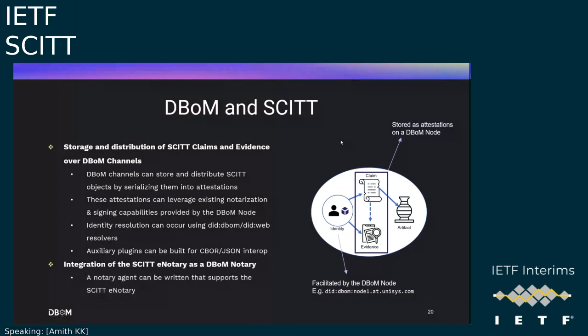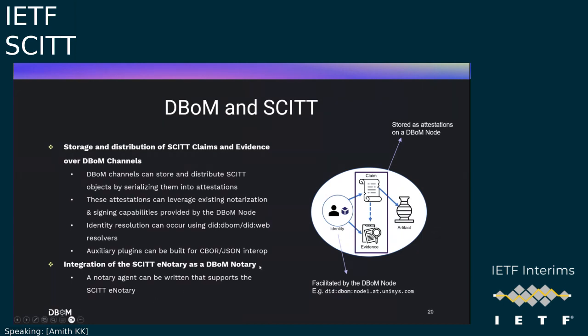Again, correct me if I'm wrong here, and these are very high-level suggestions on how we can contribute. DBOM channels can store and distribute SCITT objects by serializing them into attestations. Currently, I saw that there is a SCITT ledger, like an e-notary, that has been implemented. That could be added in as a DBOM notary as well. So if we have CBOR and JSON interop, where we can serialize those things to CBOR and perform COSE signing and put that on the e-notary, that's one way we could integrate.